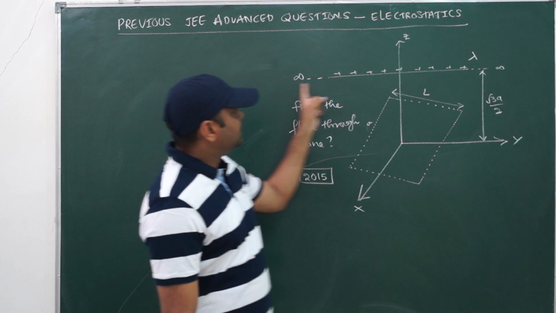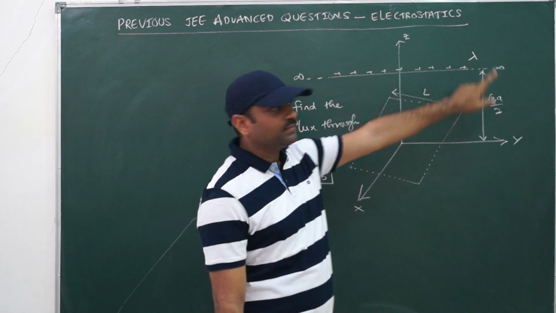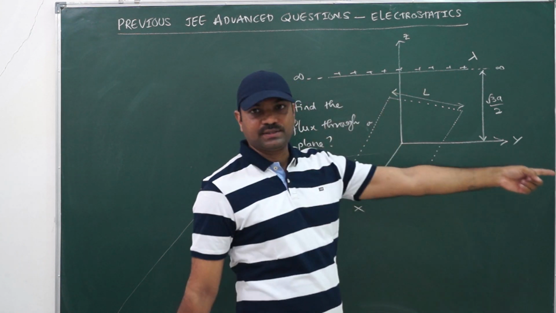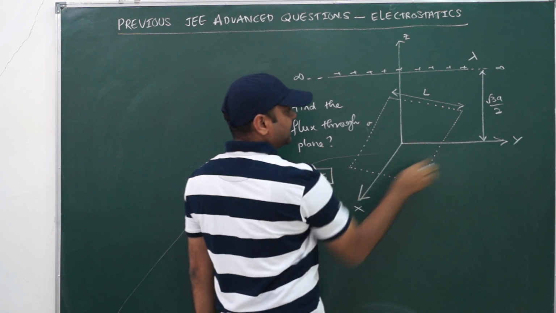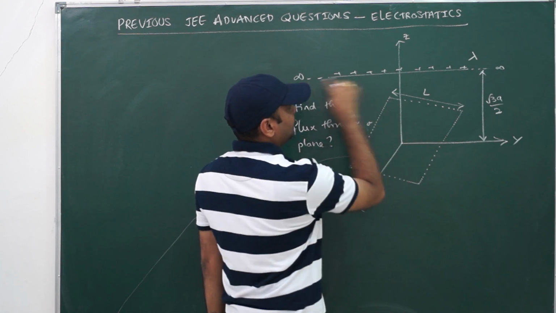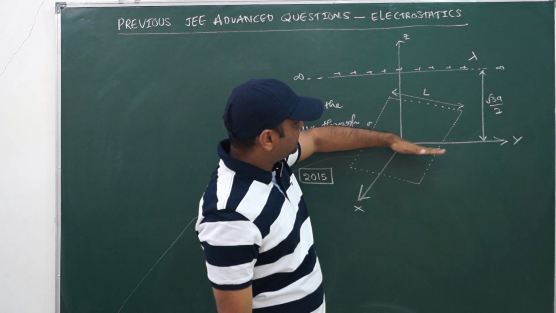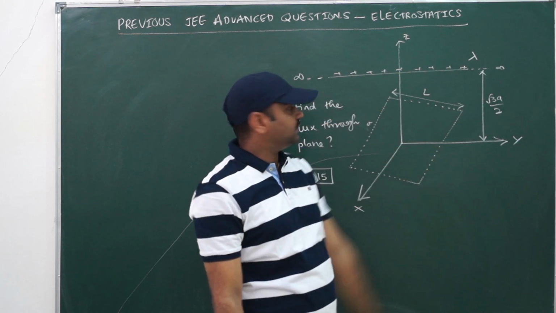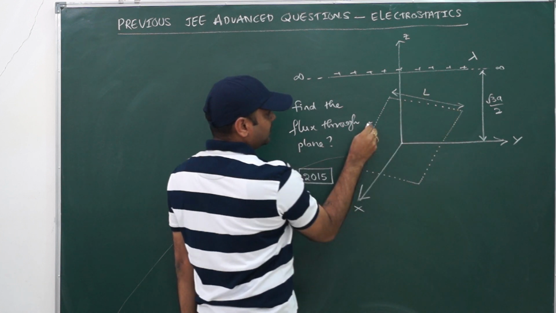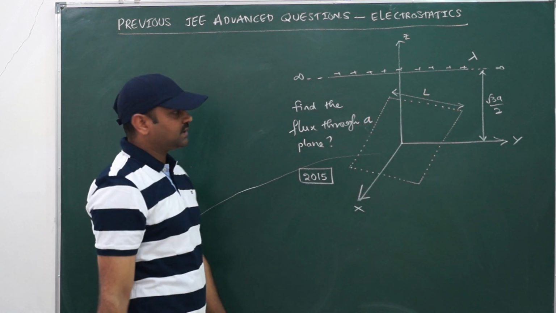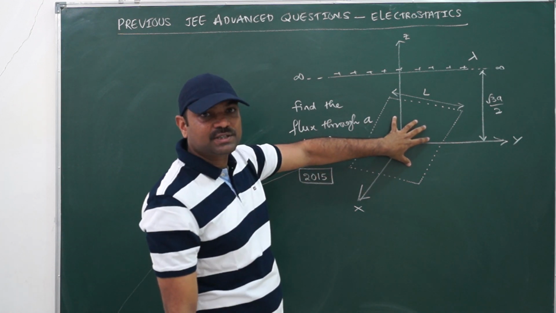There is an infinitely long wire carrying charge, with linear charge density lambda, kept parallel to the y-axis. Now we are taking one plane, which is in the xy plane. The distance between this plane and the wire is √3a/2, as given. The dimensions of this rectangular sheet are L on one side and A on the other side. We need to identify the flux through this plane.